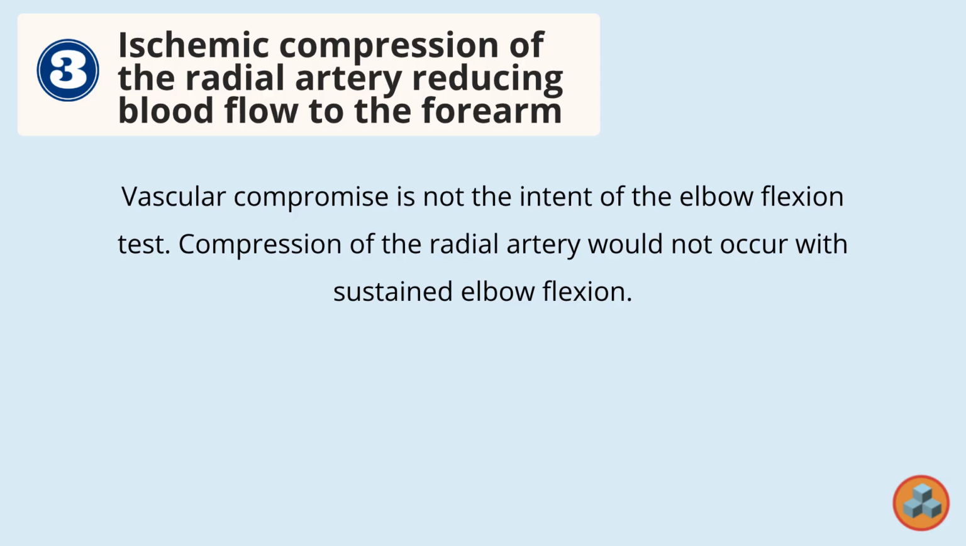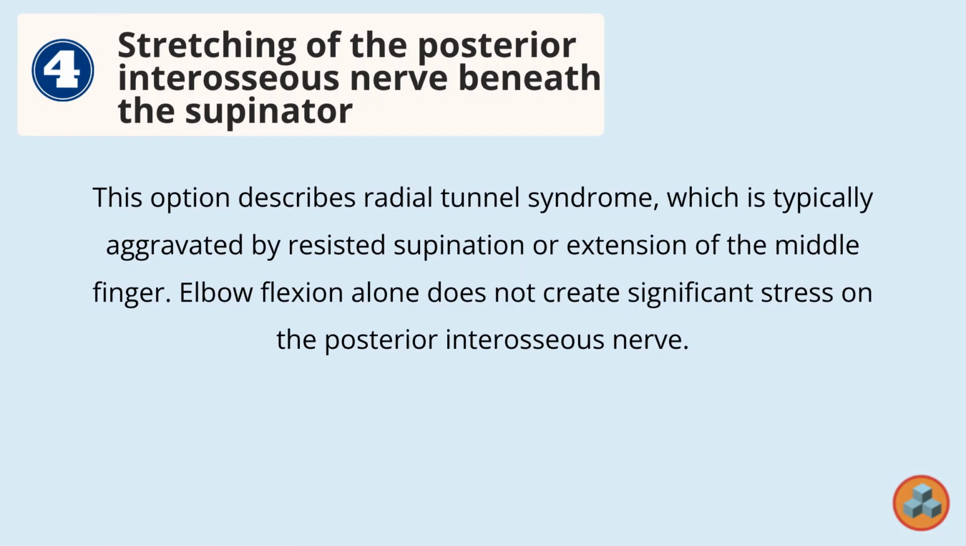This option can be eliminated quickly because it describes the wrong type of tissue and the wrong mechanism entirely. Option 4. Stretching of the posterior interosseous nerve beneath the supinator. This option describes radial tunnel syndrome, which is typically aggravated by resisted supination or extension of the middle finger. Elbow flexion alone does not create significant stress on the posterior interosseous nerve. Radial tunnel syndrome involves the posterior interosseous nerve, a branch of the radial nerve, as it passes beneath the supinator muscle. Wrong nerve, wrong mechanism.